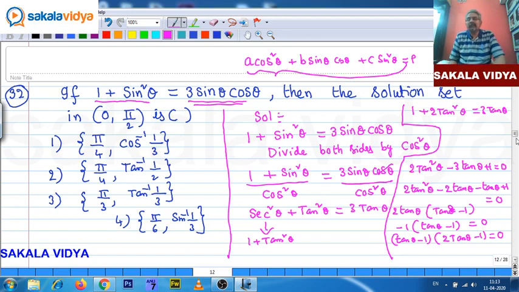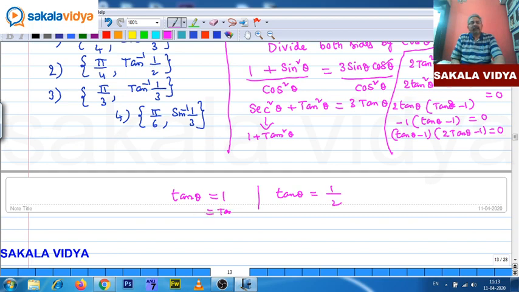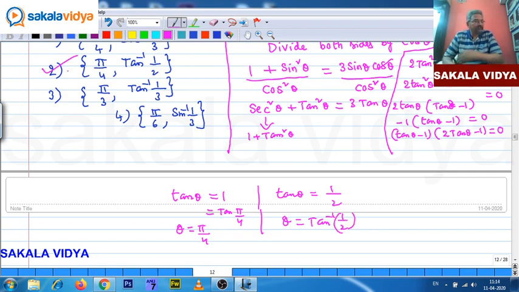Now, two cases will arise: tan theta is equal to 1 and tan theta is equal to 1 by 2. That means here tan 45, because here theta is equal to pi by 4, and here theta is equal to tan inverse 1 by 2. So, the second option is the right option.